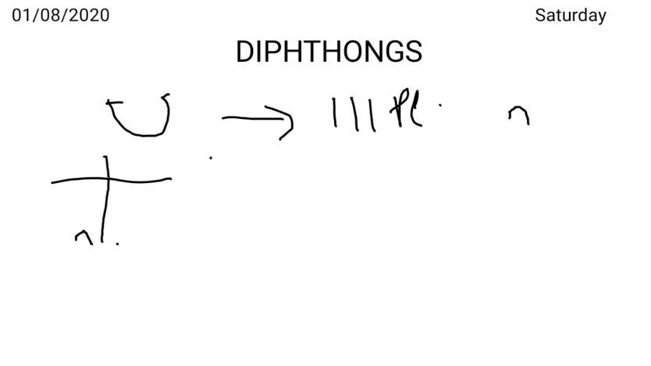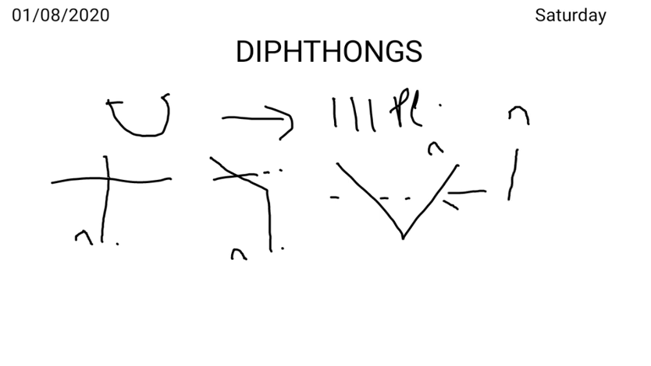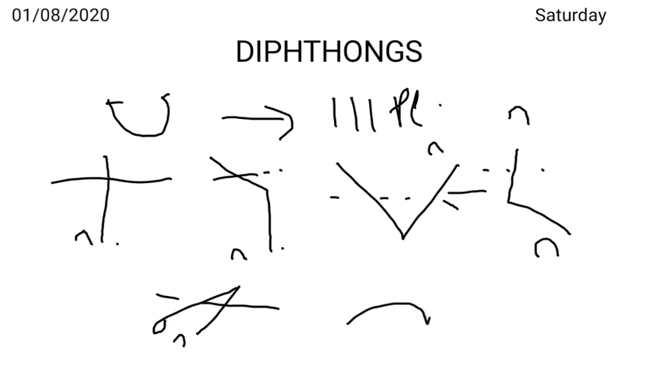Other examples are beauty, bureau, tube, huge, mule. Here it is starting with M horizontal, so next upward stroke has to be written through the line.